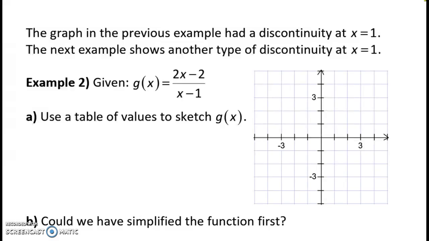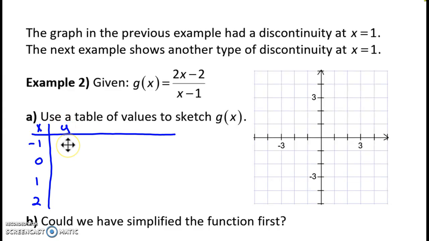Now we're going to look at a different type of discontinuity at x equals 1 using this next function, g of x is equal to 2x minus 2 over x minus 1. In order to graph this one, we're going to use a table of values. So I'm going to plug in a few values, -1, 0, 1, and 2. And then we'll get our y values out from that.